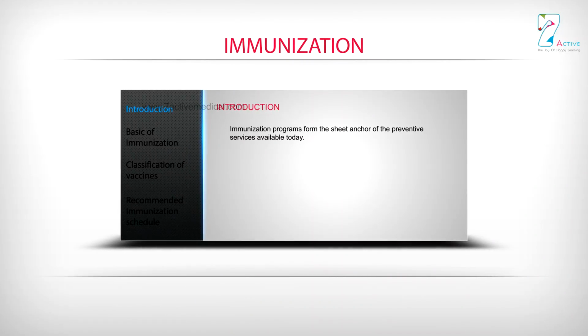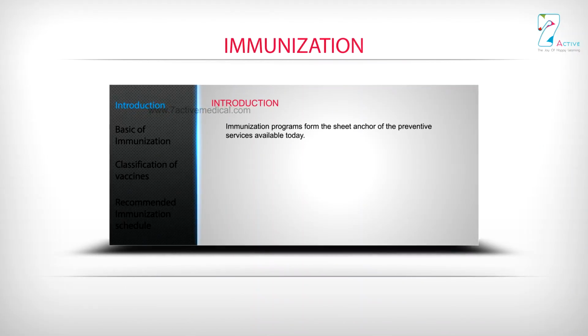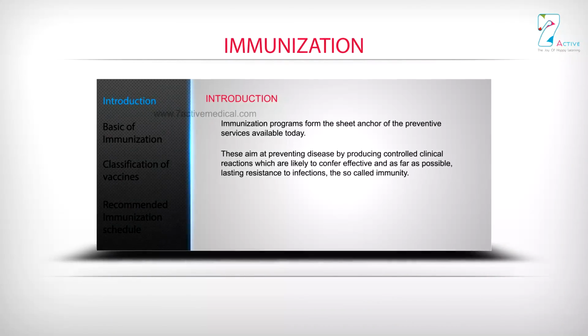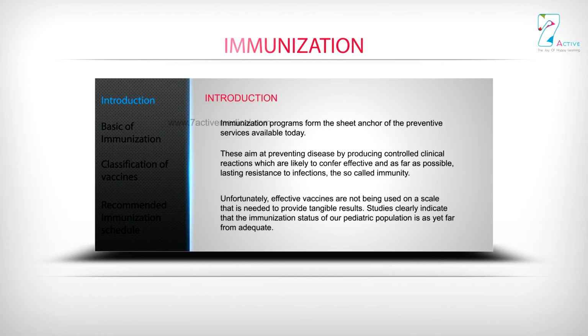Introduction. Immunization programs form the sheet anchor of the preventive services available today. These aim at preventing disease by producing controlled clinical reactions which are likely to confer effective and, as far as possible, lasting resistance to infections, the so-called immunity. Unfortunately, effective vaccines are not being used on a scale that is needed to provide tangible results. Studies clearly indicate that the immunization status of our pediatric population is as yet far from adequate.